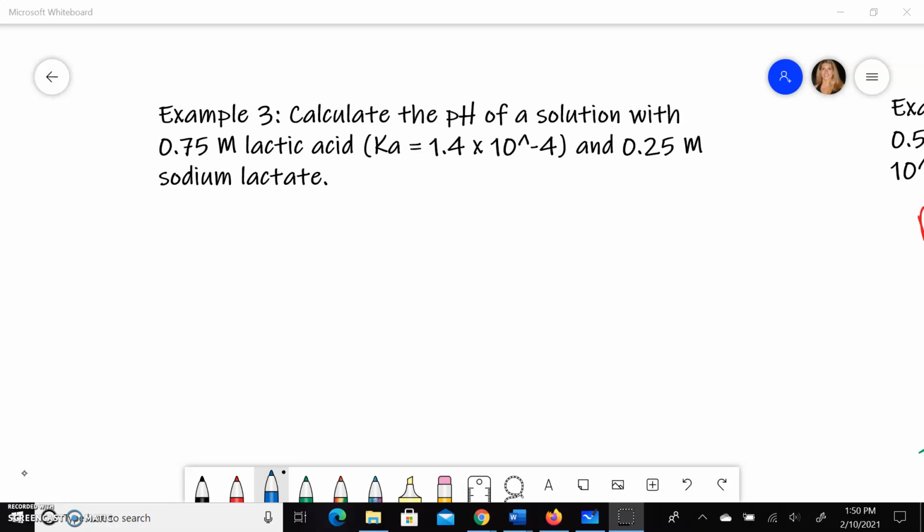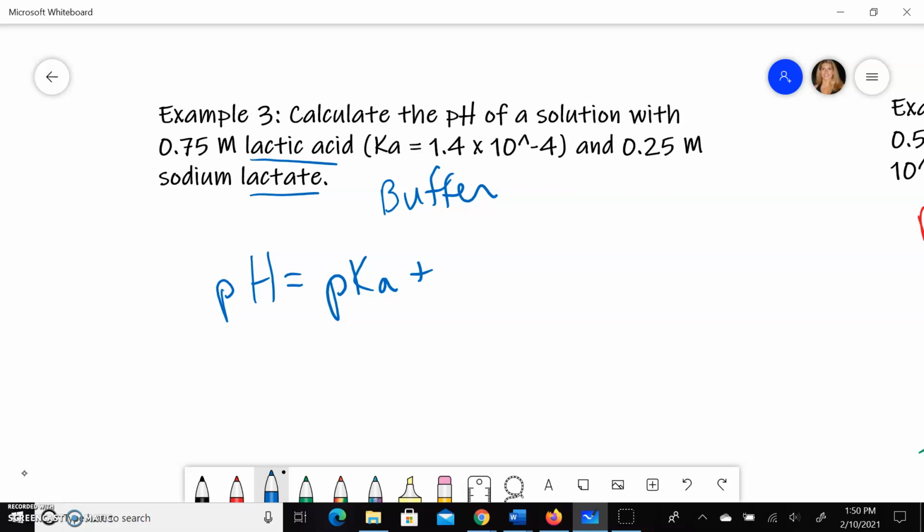This time says, calculate the pH of a solution where we have some lactic acid and sodium lactate. So again, we have a buffer solution. So you do have another choice. You can set up an ice problem, or you can just recognize that you can use the Henderson-Hasselbalch. I'm going to use the Henderson-Hasselbalch because I think it saves a lot of time. So pKa plus the log of the concentration of lactate over the concentration of lactic acid. Make sure you put the acid on the bottom.